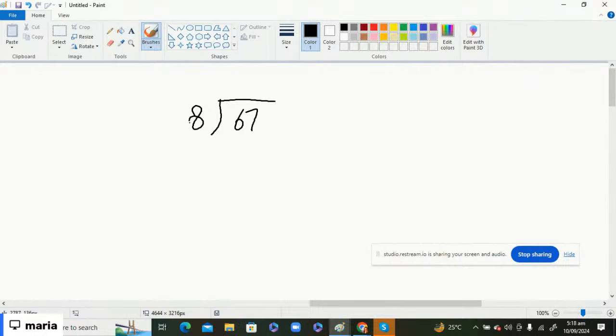72 is much bigger than 67, okay. So 8 times 8 is 64. That is better. So 8 times 8 is 64. How much is left? That is 3. So this is basically the thing, which is 8.